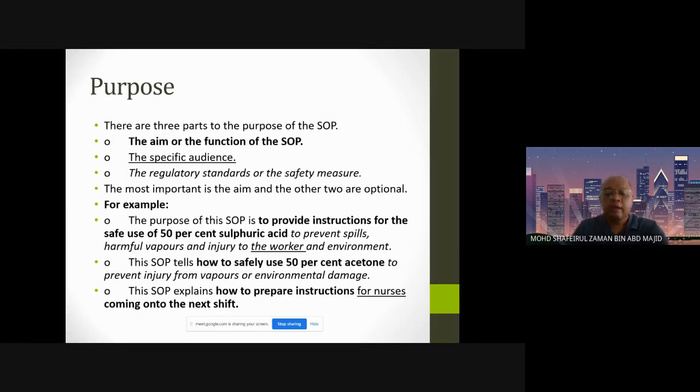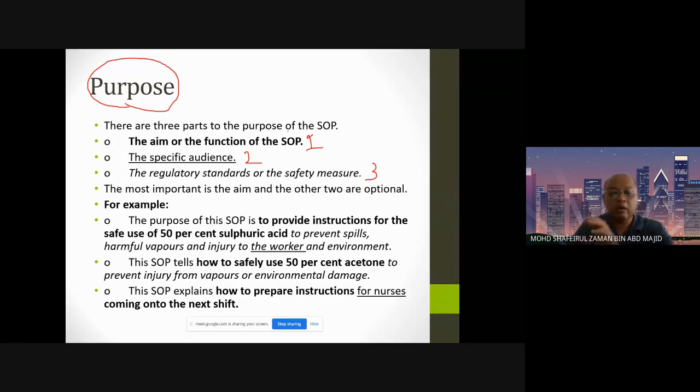Okay, next is the purpose. So this is also very important because in the SOP itself, you need to state the purpose. Why do you prepare the SOP? So for the purpose part, there are three parts to it. Number one is the aim or the function of the SOP. Number two is the specific audience, and then number three will be the regulatory standards or the safety measures.